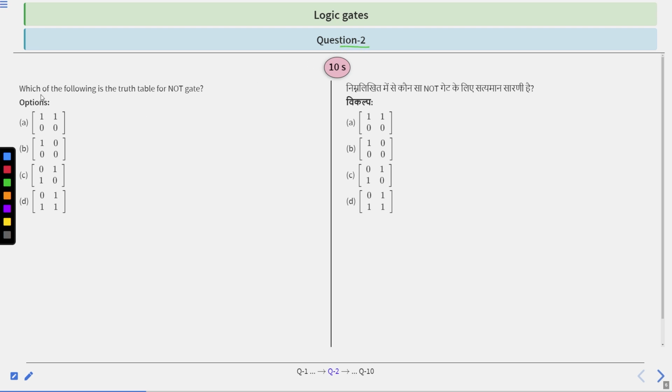Next question, question second. The question is, which of the following is the truth table for NOT gate? This question is asked about the truth table. There are truth tables given in options A, B, C, D. Which one is correct for the NOT gate? You have 10 seconds to solve this question using the truth table. After 10 seconds, we will provide the solution of this question.